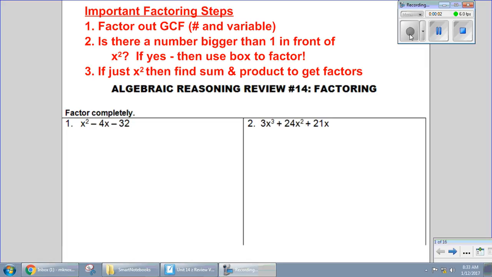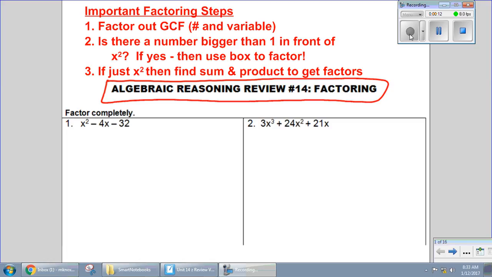Okay, so here we go. We are going to start on the algebraic reasoning review number 14 of factoring. Listed up top are some important steps to remember: you've got to factor out the GCF first. That could be a number or a variable.